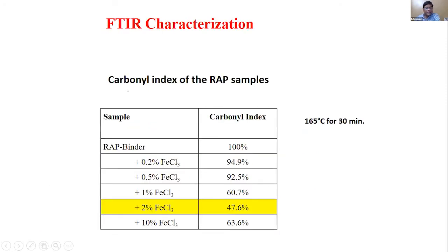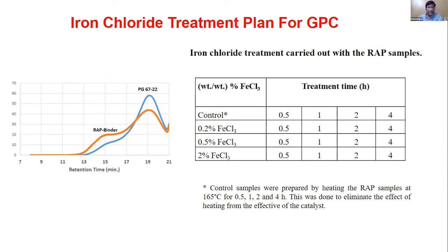In the first step, we take the wrap binder, add different amounts of iron chloride, and keep the temperature and time constant, 165 degrees for 30 minutes, and we measure the carbonyl index. As you can see, the carbonyl index decreases to a point, but if you increase the amount too much, it increases again. So we keep the iron chloride concentration at a maximum of 2%, and then we change the time.